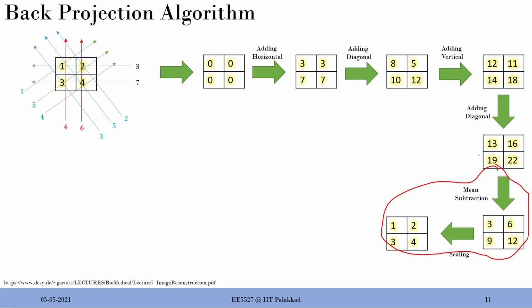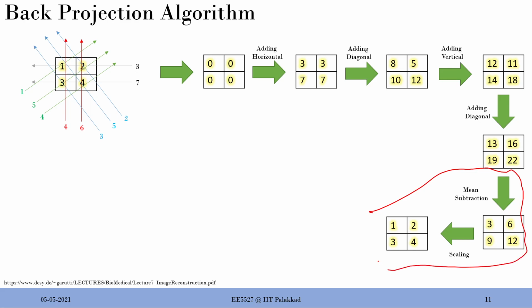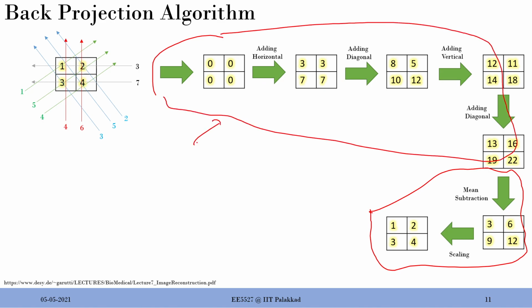So without that, the image looks like a blurred version, or a noise-added version of the original image. Okay, so in fact, if I add these two steps to the back projection, this entire step is the back projection part, and when we add this filtering, which is like the mean subtraction, it is commonly known as filtered back projection.